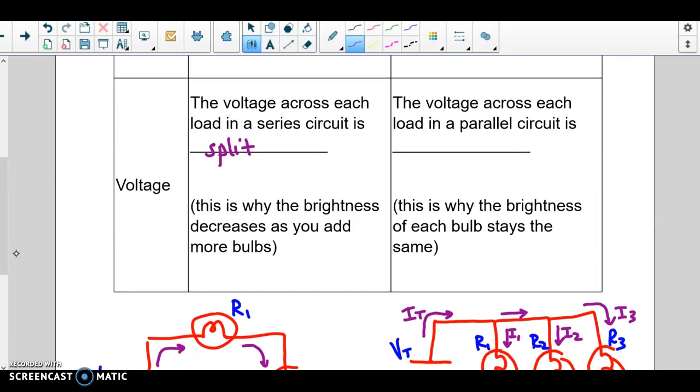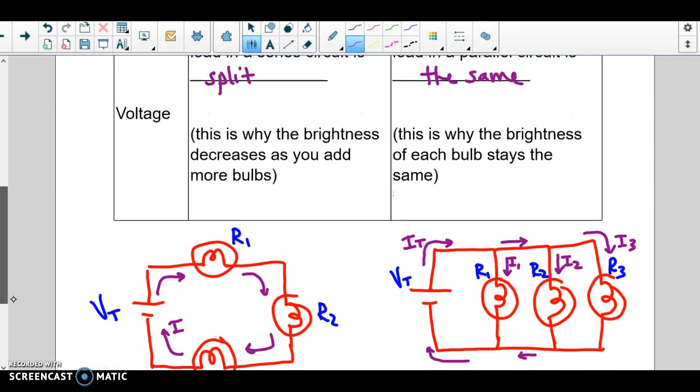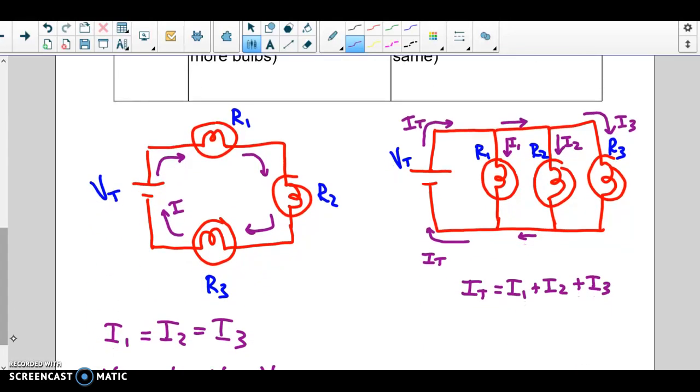Now back to the final statement. The voltage across each load in a parallel circuit is the same. That's why the brightness of the light bulbs never changed. If we take a look at resistor 1, or light bulb 1, it is connected directly across the source, which means it has the same voltage as the voltage of the source.